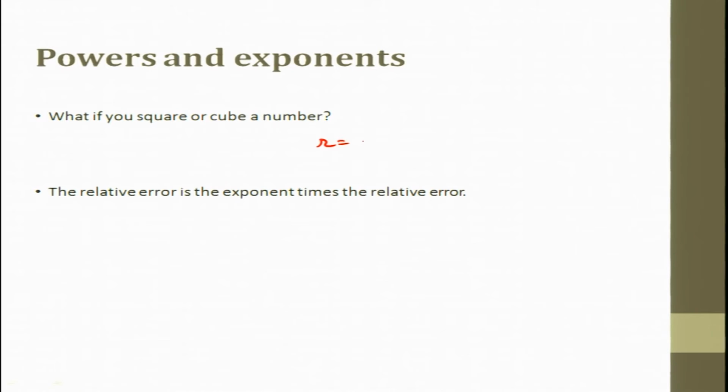For instance, if r is equal to x to the power n, the relative error is the exponent times the relative error. So here we'll just take the relative errors only. We are working in a kind of taking the log of this. So we'll use delta r by r is equal to n times delta x by x, in absolute values. What we need to do is calculate the error and correct the instrument.